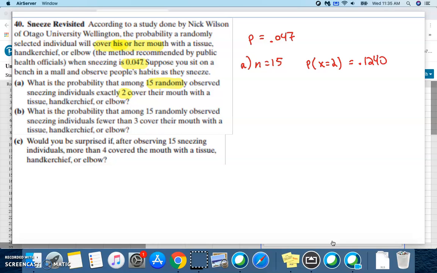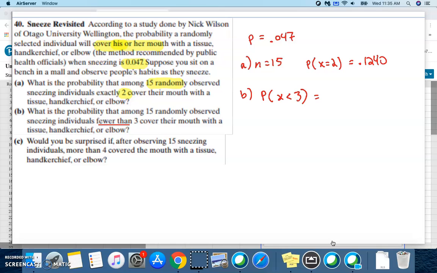Okay. Then part B. What's the probability that among 15 randomly observed sneezing individuals, fewer than 3 cover their mouth? Again, you have to think of what fewer than 3 means. This is the probability that X is less than 3. So it'll be 2, 1, or 0.